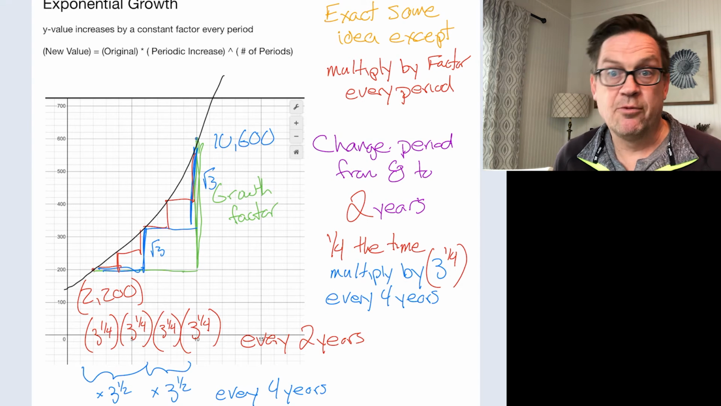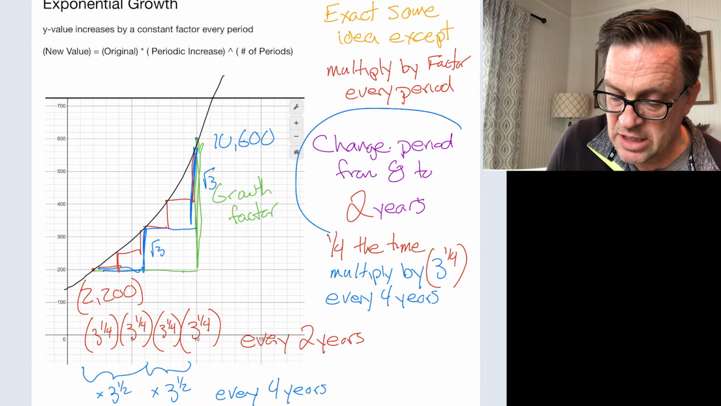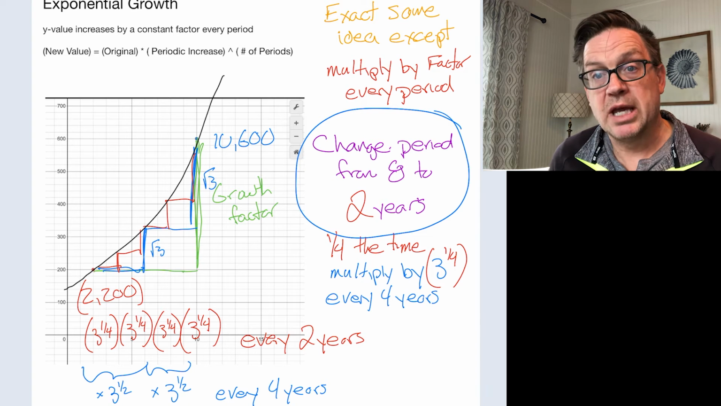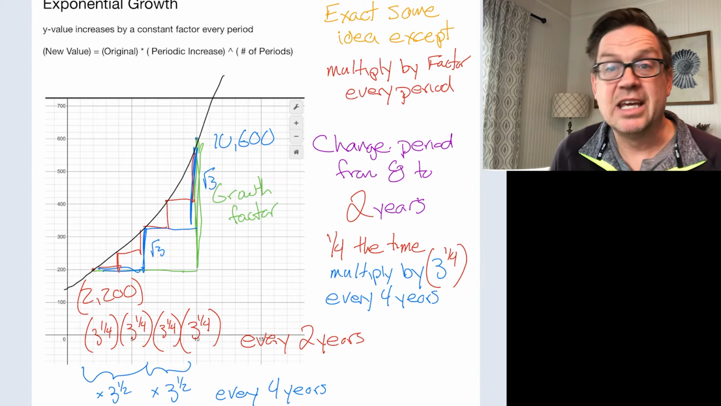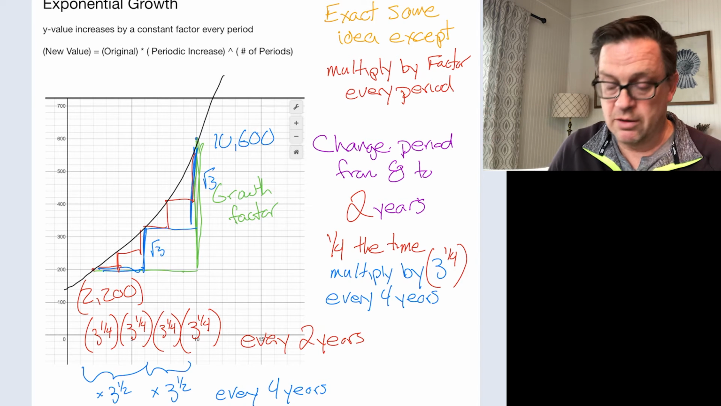What if I do the same for 4 2-year periods? What if I change the period from 8 years to 2 years? Then in 1/4 of the time, I multiply by the 4th root of 3.